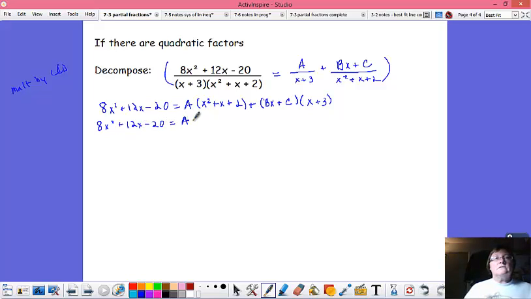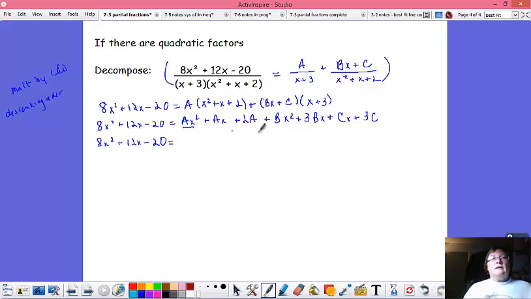That's going to give us Ax squared plus Ax plus 2A plus, and now we have to do either FOIL or the box method, whichever you choose. Bx times x is Bx squared. Outsides are 3Bx. Insides are Cx. And last we have 3C. Now we're going to rearrange so that we get into descending power order. And the left side is already in that format, so that's fine.